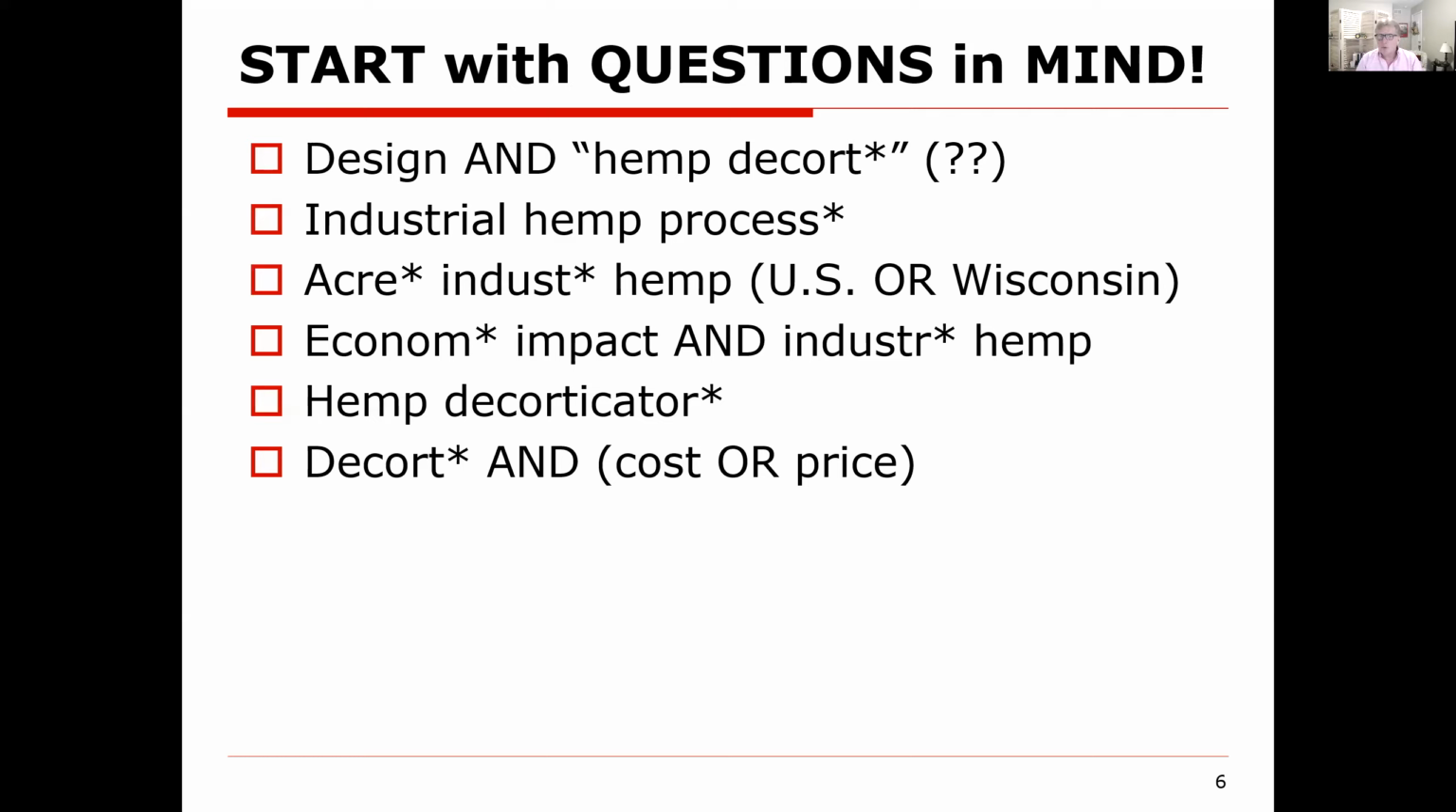So industrial hemp process, that could include processes, the word processing. So you get the picture. Acre, indust, hemp, and then US or Wisconsin. So this is going to find anything related to the number of acres or acreage or acre of industrial hemp. And the way that I've got this structured with US or Wisconsin, it's going to look at things that are connected to either US or Wisconsin, and it is going to group those together. So you get the picture.